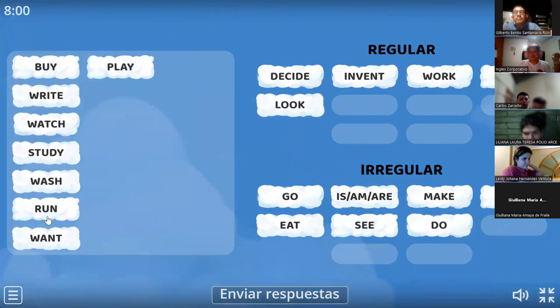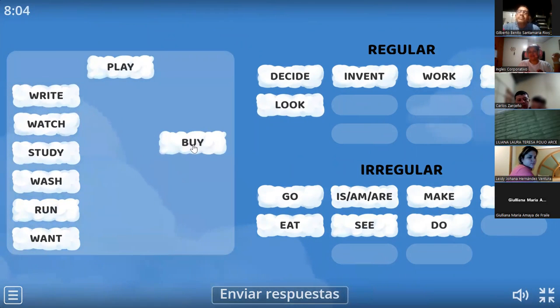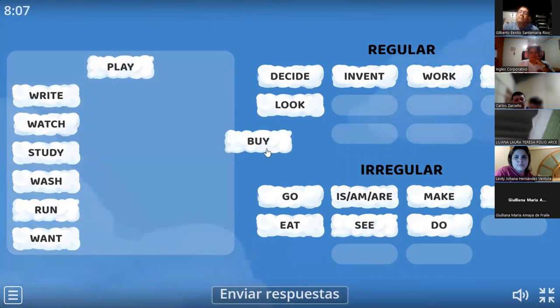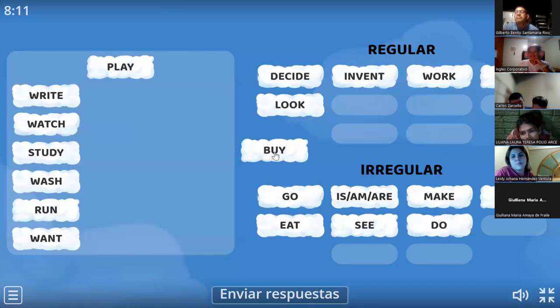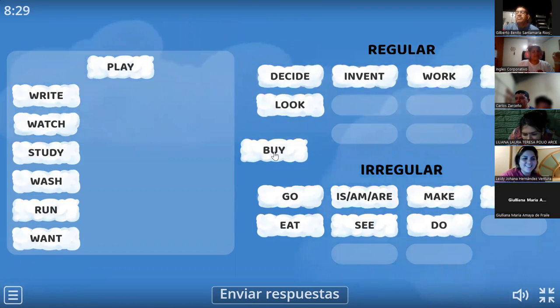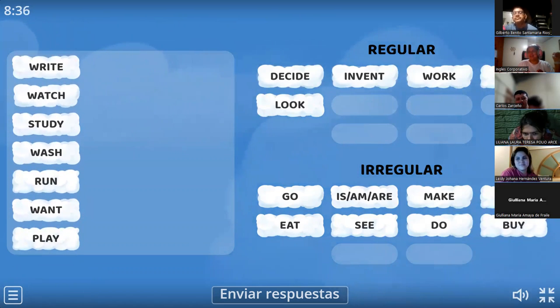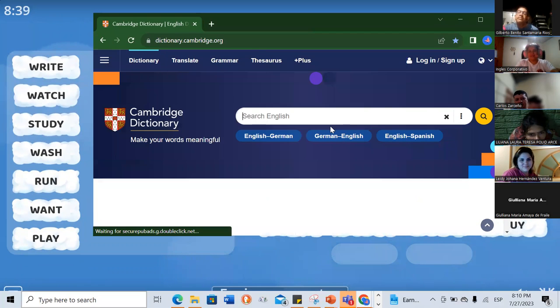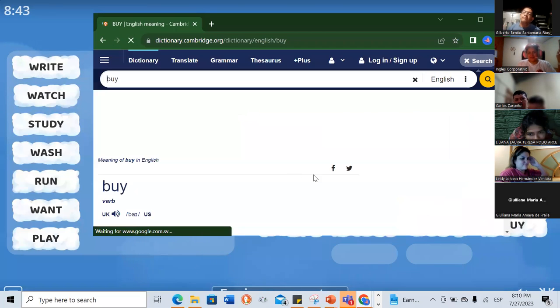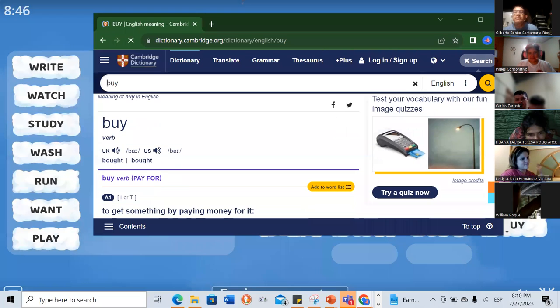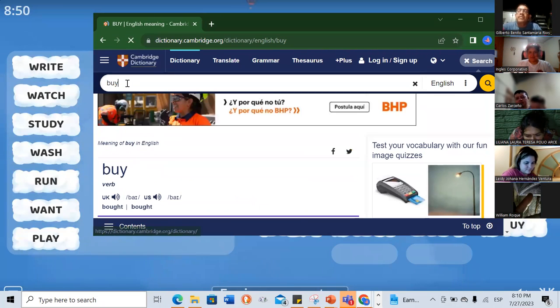Carlos, what is the past tense of buy? Irregular. Yes, it's irregular, and the past tense is? Give me one second, teacher. Okay, look at this by Cambridge Dictionary. This is the present, right?